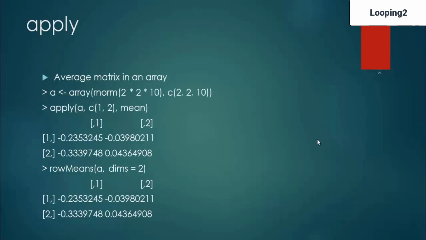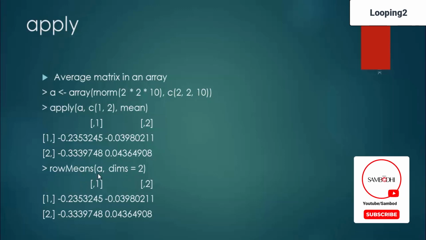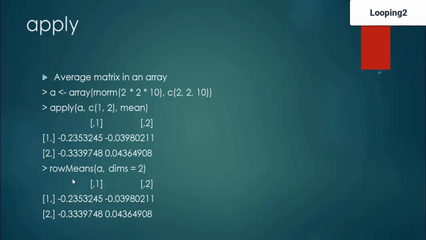Now the average matrix in an array. A is an array from random normal of 2 times 2 times 10, with dim c of 2 comma 2 comma 10. When you apply, you want c of 1 comma 2, and you want the mean for those, you can use this and you will get the row means. And same way, if you want row means of A comma dims of 2, you'll get the exact same values as this, which means apply of A comma c of 1 comma 2. The same function is followed by rowMeans and apply. So that is the way apply is used.